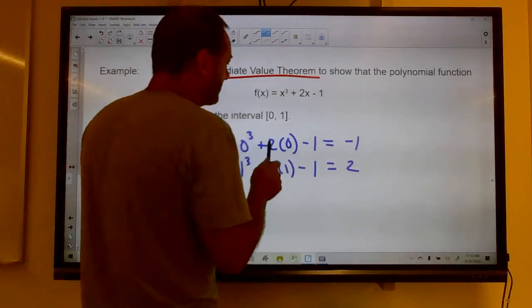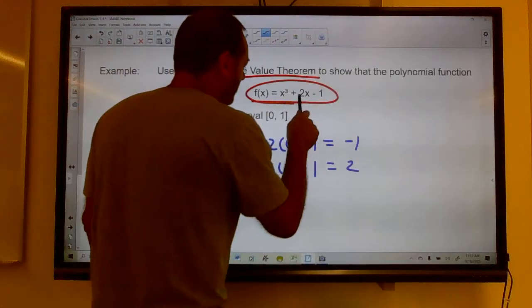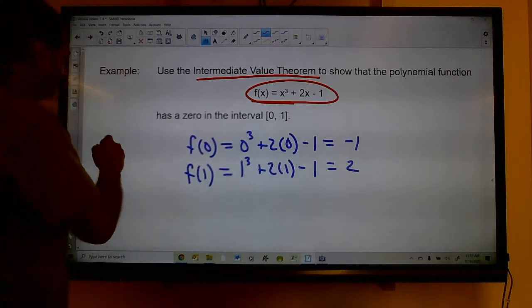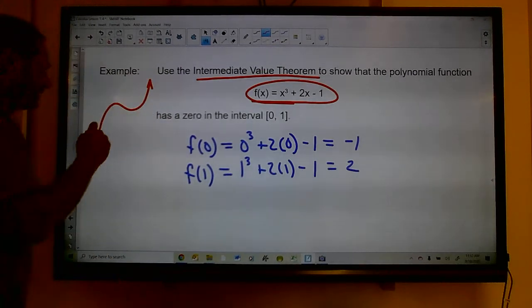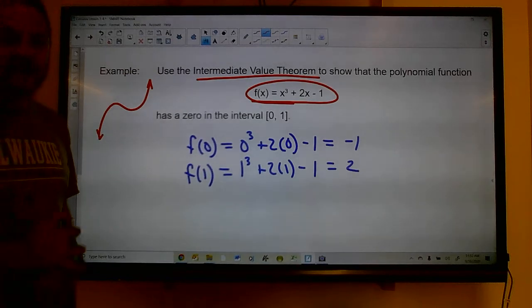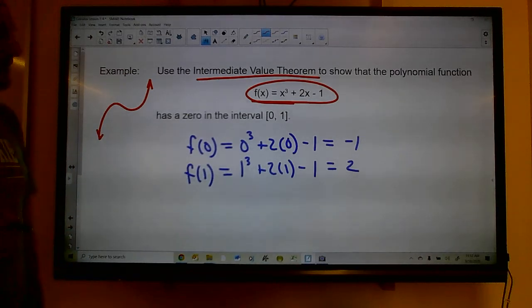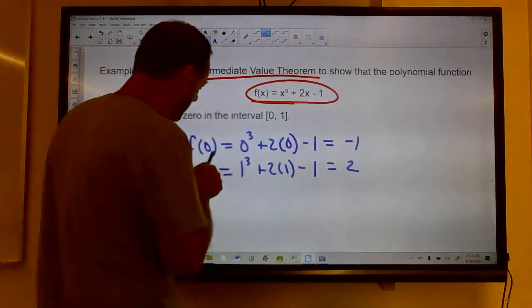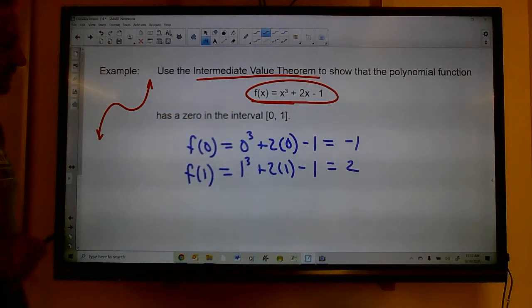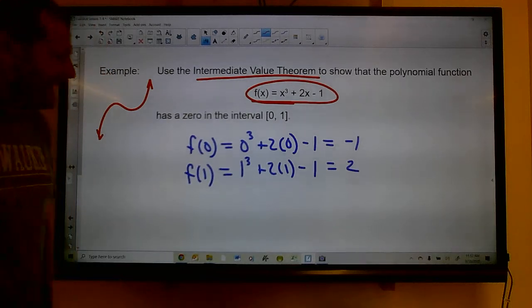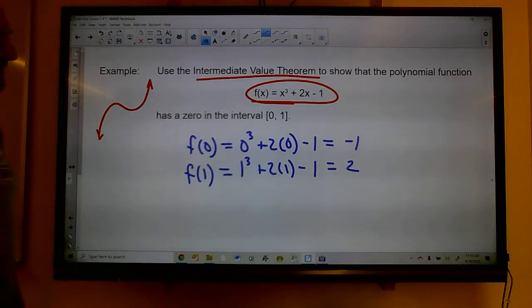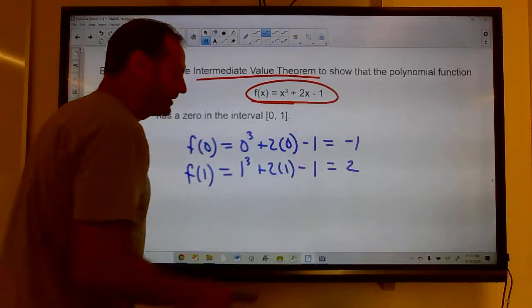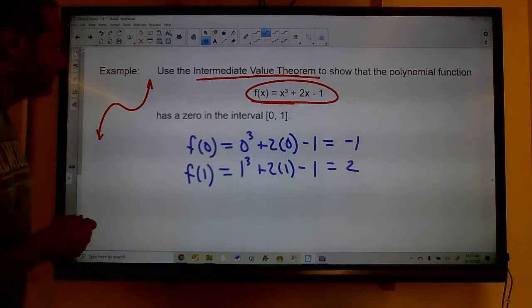Well, this is a continuous function. It is a polynomial, and they are all continuous. It's an x cubed. It's going to look something like this. And I can draw that thing entirely without picking up my pencil. So I know it's continuous. I know that it's negative at the point 0. And I know that it's positive at the point 1. So it has to take on every value between negative 1 and 2 between the points 0 and 1.